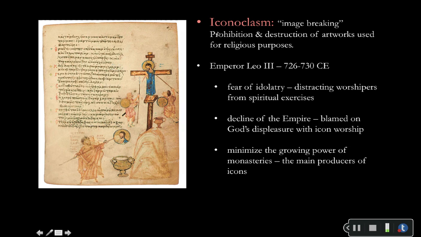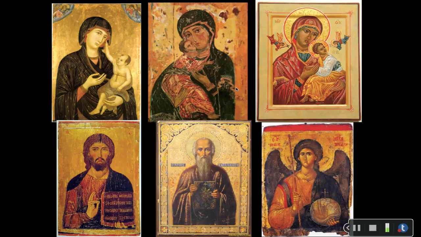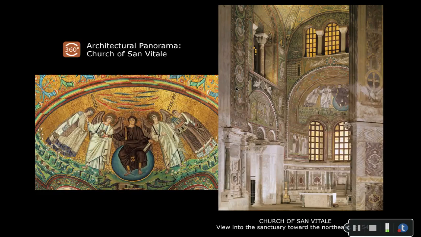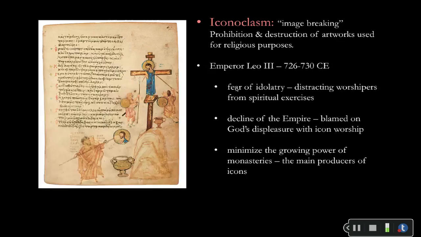And so this is why we have a movement called iconoclasm in the 700s. Iconoclasm basically means image breaking. It was the prohibition and destruction of artworks used for religious purposes. It was created by Emperor Leo III in 726 through 730, and there's a few reasons why people started destroying images like these. These all still exist, that's why I'm able to show them to you today, but many of the images just like these were actually destroyed.